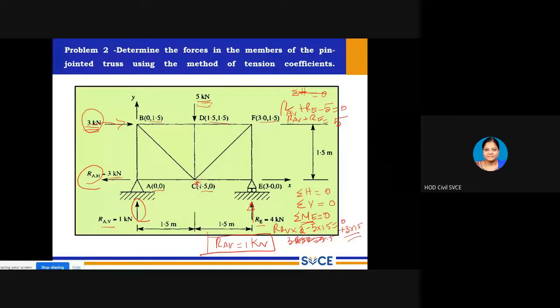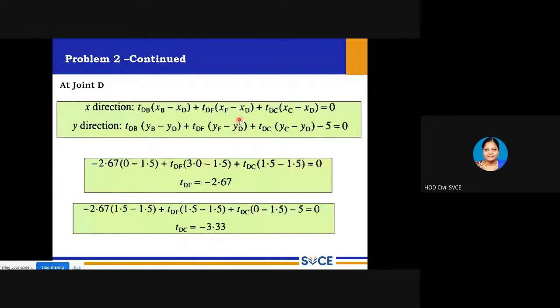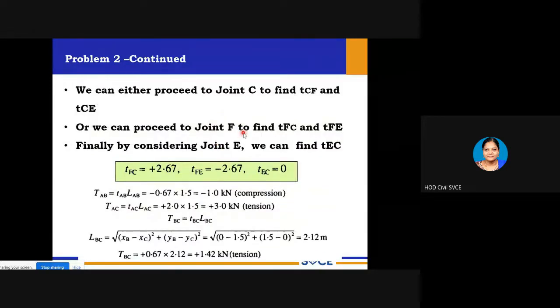F only. Because at joint C, you have so many members, right? So you have to consider all the members. You have to consider CA, CB and CD, CF and CE also. So you have five members. Whereas if you take the joint F, you have only three members, FD, FC and FE. Therefore, you can consider the joint F better. Okay, so we can proceed to joint F.